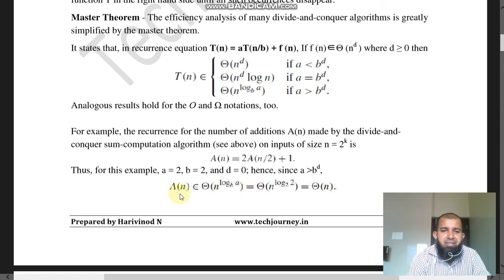So A(n) belongs to theta of n^(log a base b), because a is greater than b^d, so it is the third case. Theta of n^(log 2 base 2), where the a value is 2 and the b value is 2. Log 2 base 2 is 1, so n^1 is n, so therefore A(n) belongs to theta of n.